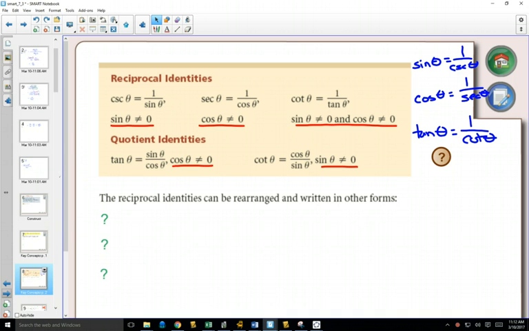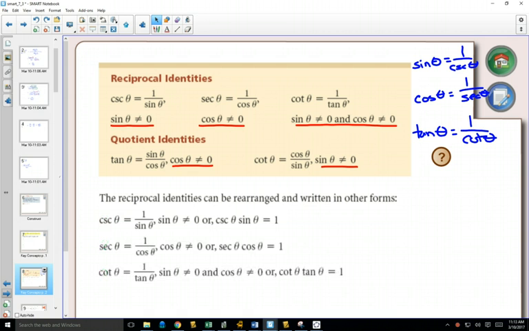So you can rearrange them that way, and underneath here, they have some other rearrangements as well. Can you see how you could rearrange those equations? That first one, cosecant is 1 over sine, so if you multiplied both sides by sine, you have that cosecant times sine is equal to 1.